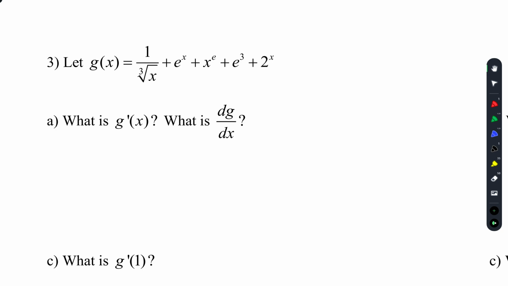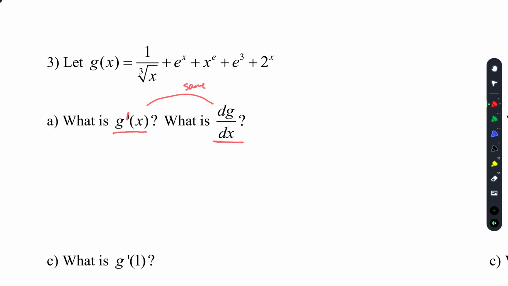Okay, what is g prime? What is dg dx? How do I do this one? What do I do for that? What does this mean? Derivative. It's not a trick question, I promise. What does that mean? dg dx. Yeah, derivative of g with respect to x. Are these the same? Yes. Same.